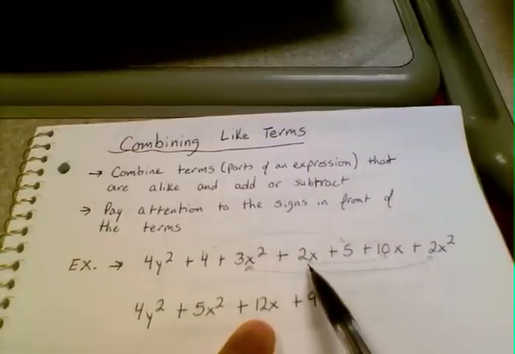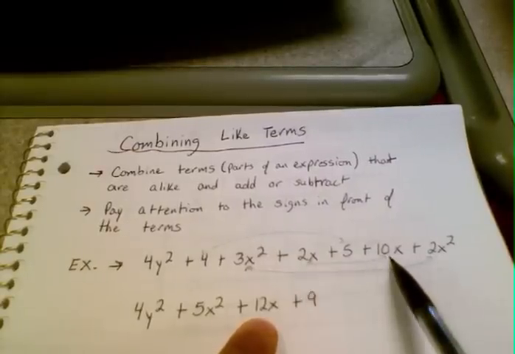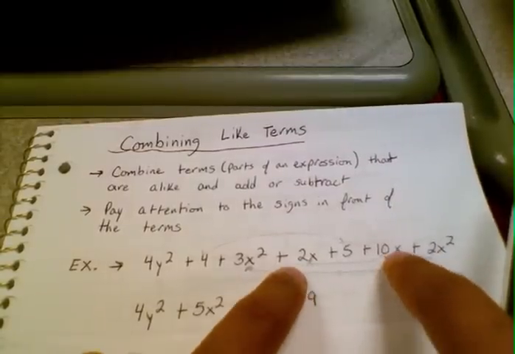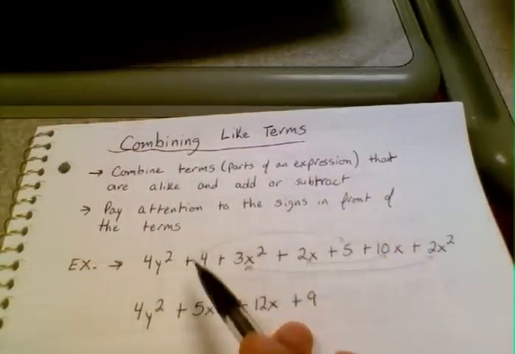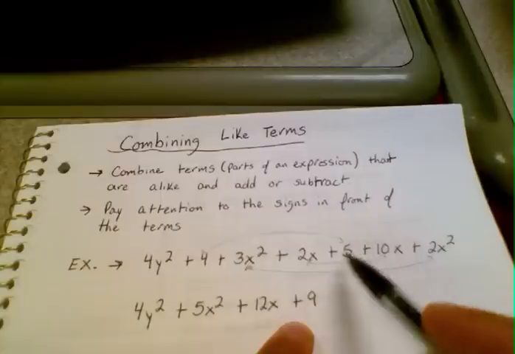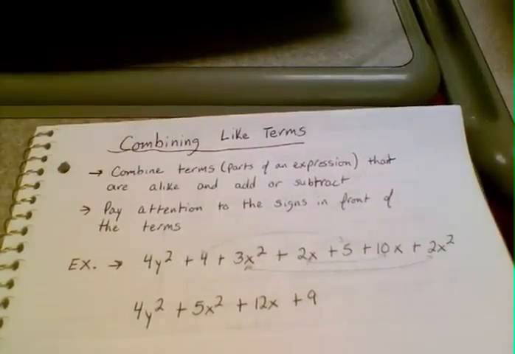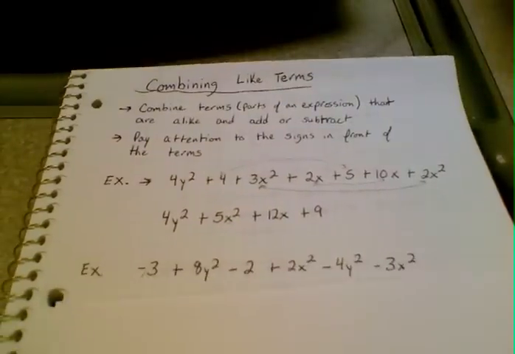How did we get 12x? Well, we just took 2x plus 10x. Again, these terms were alike, and so we added the numbers together. And then finally, 4 plus 5 gave us 9. So that is your first example. Let's take a look at another example with subtraction here.